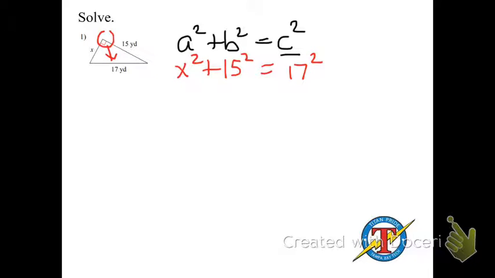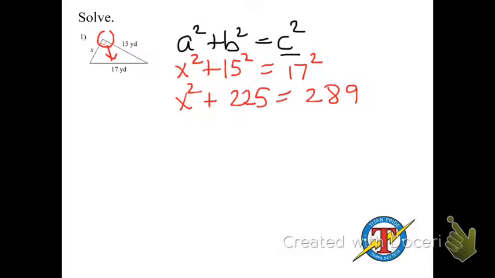So now I'm going to square those two. I have x squared plus, remember I told you to memorize those perfect squares? Well, 15 squared, did you remember it? 225. 17 squared wasn't on the list. I forgive you if you don't remember that one, but it does come up pretty often. 289. Notice it ends in a 9 because 17 ends in a 7. 7 times 7 is 49.